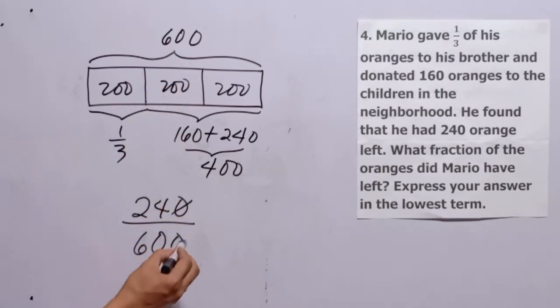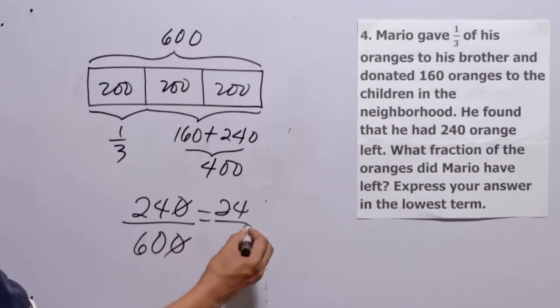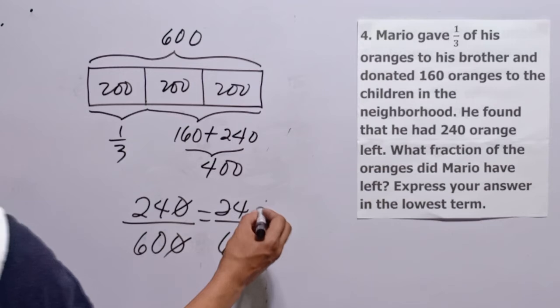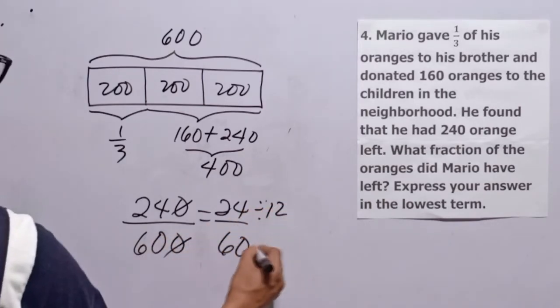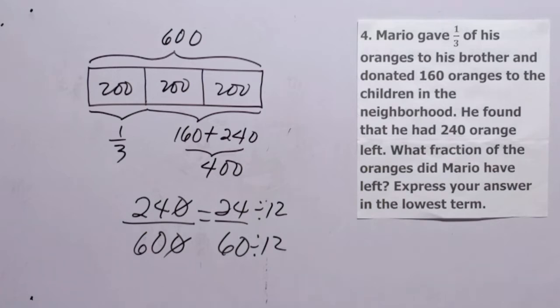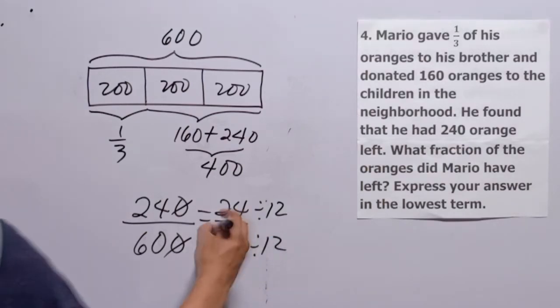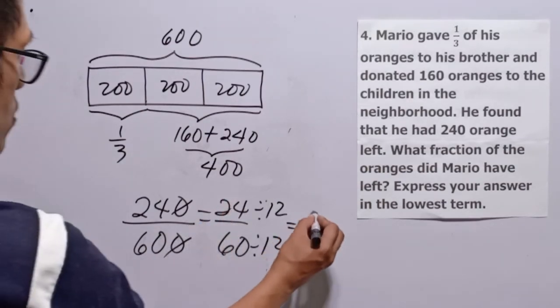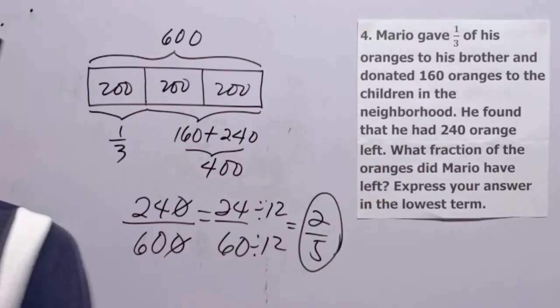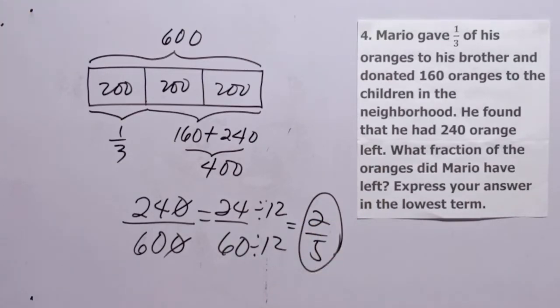If you cancel these zeros, you will have 24 over 60. And 24 over 60 is not yet in lowest term. You can divide this by 2, by 3, but the biggest, the GCF, is 12. So better divide 24 and 60 by their GCF, 12. If you divide by 12, we will get 2 over 5. If you notice, 2/5 is in lowest term. So the answer is 2/5.